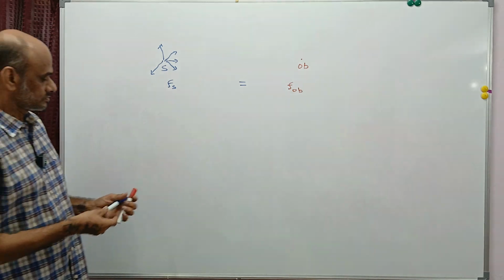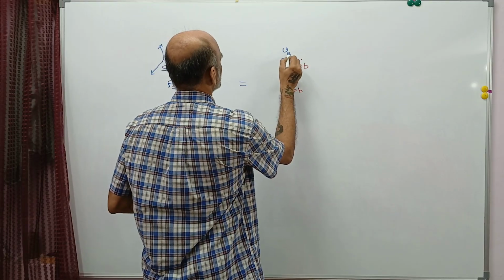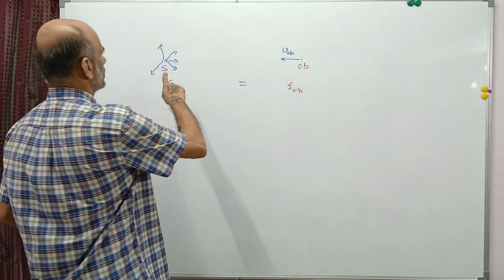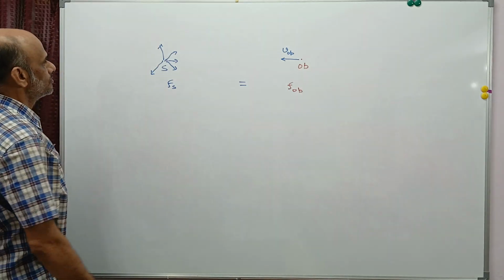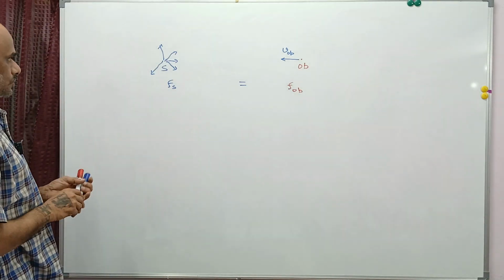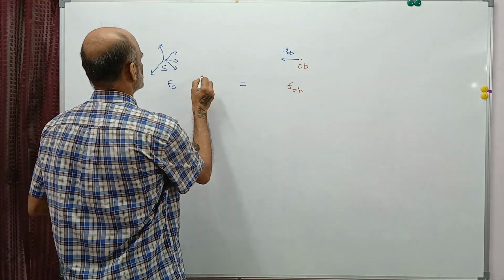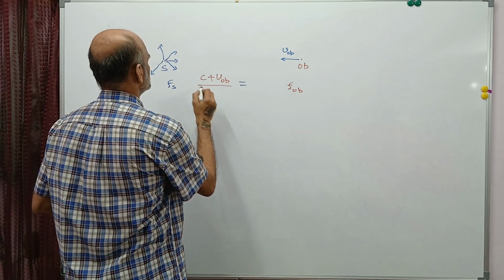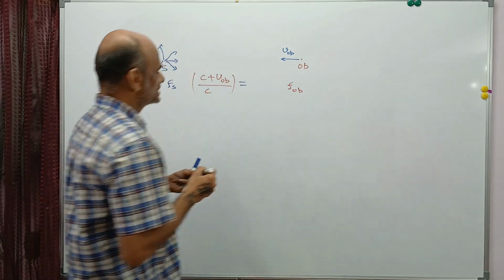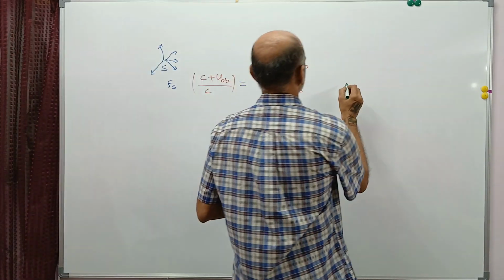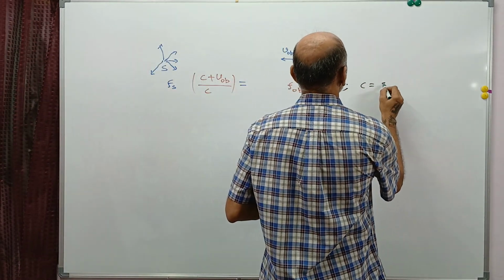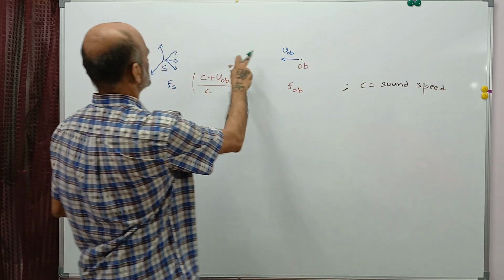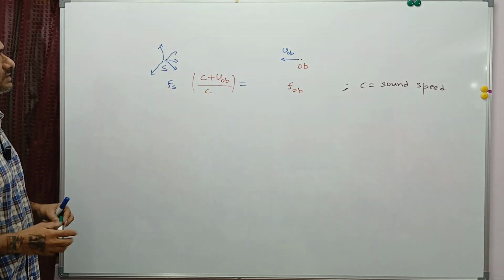But suppose the observer moves towards the source with a velocity VOB, then the observed frequency, or the sound frequency when it reaches the observer, will be slightly more than the source frequency by a factor (C plus observer velocity) by C. C is the sound velocity, the sound speed in the medium that is there between the sound source and observer.